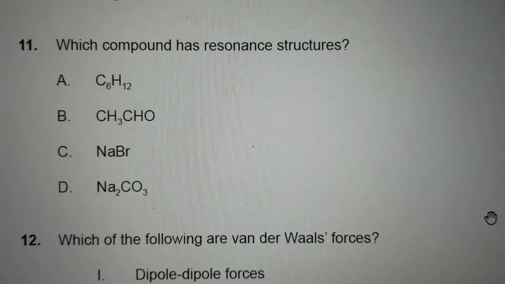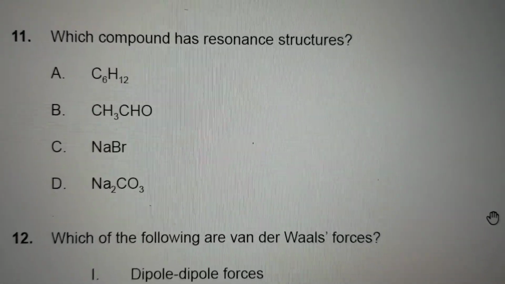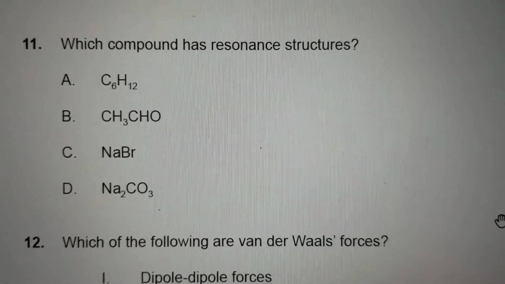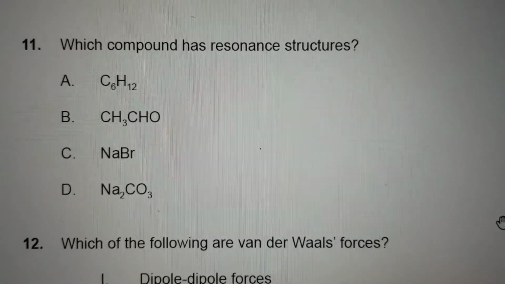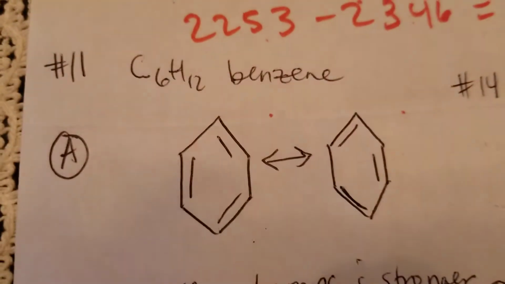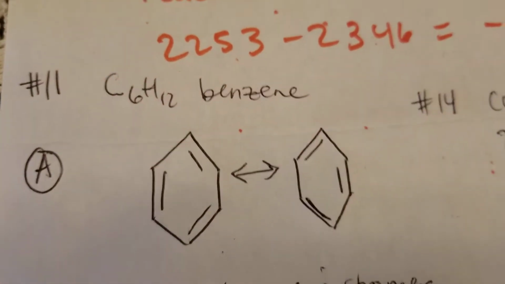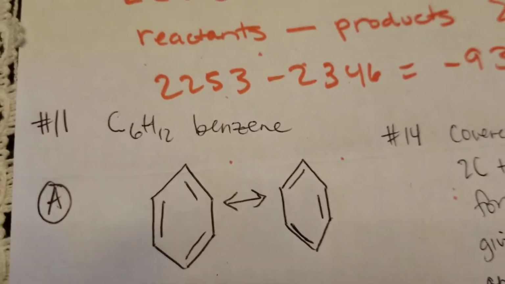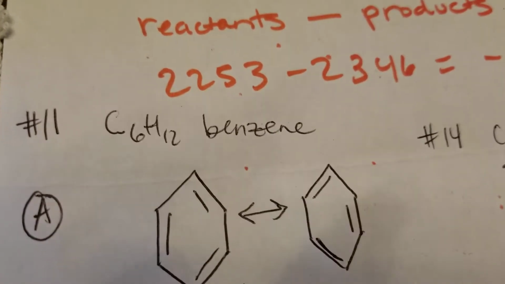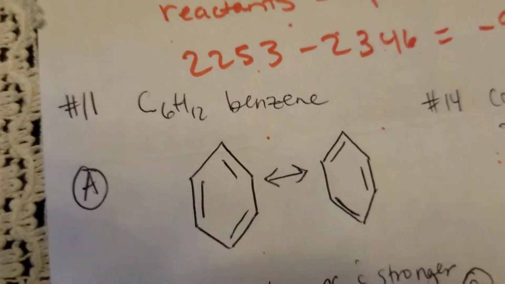I'm going to answer some questions that you guys had on the practice test. Number 11 asks which compound has resonance structures. If you draw those out, you'll find that letter A, C6H6, is benzene. If you recall from when we discussed resonance structures, benzene was one of them because of the rotating double bonds. It could be written like this or like that. So that was letter A.